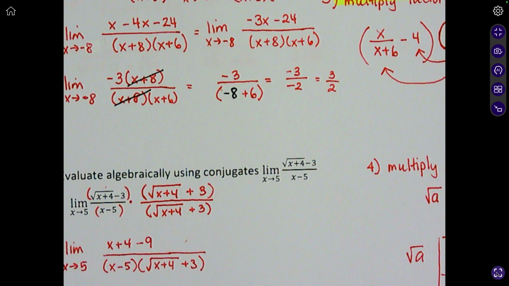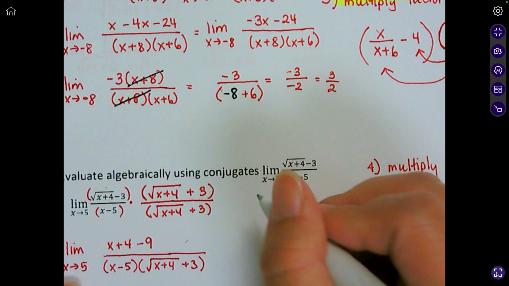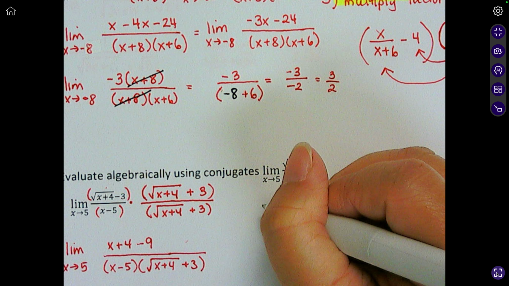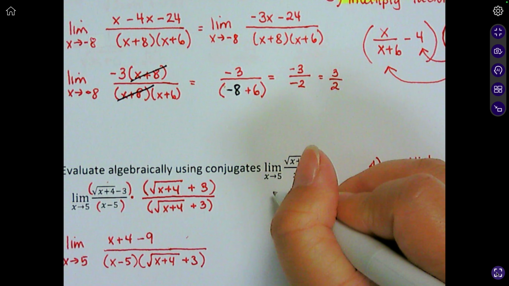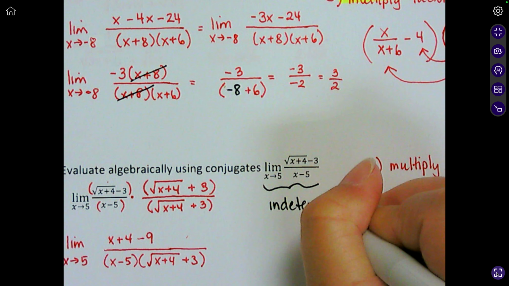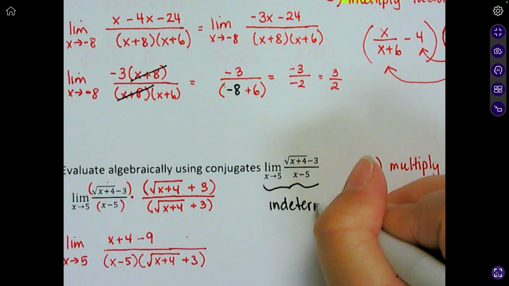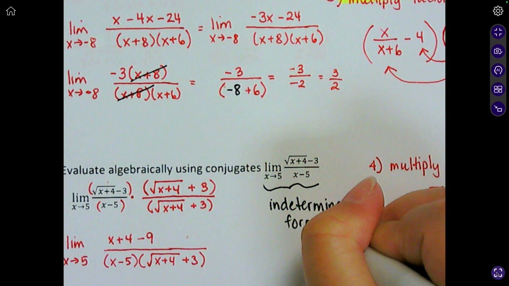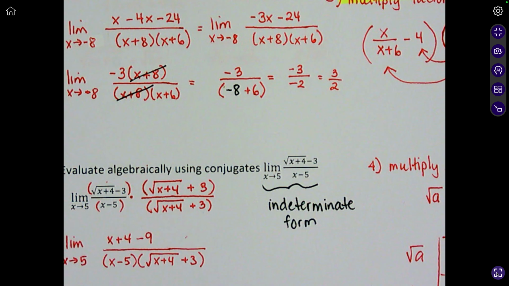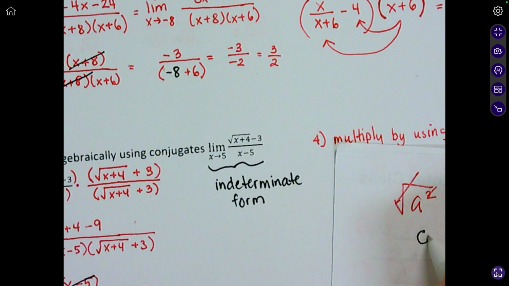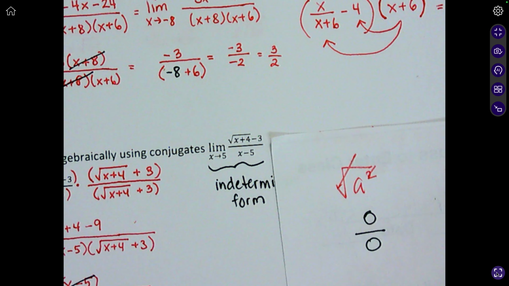That's the 0 over 0. So we're going to have to write that here. So go back to example 3. This is called indeterminate form. Now, indeterminate form is this form right here. That's 0 over 0.